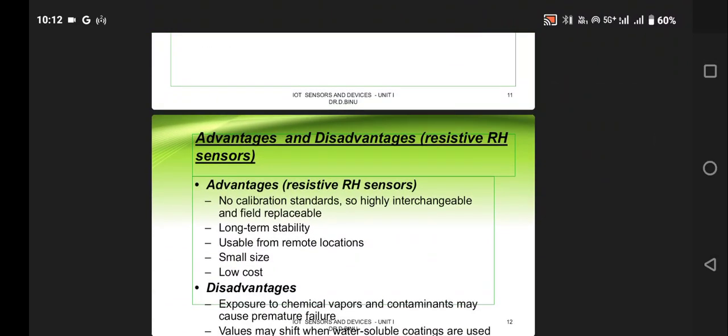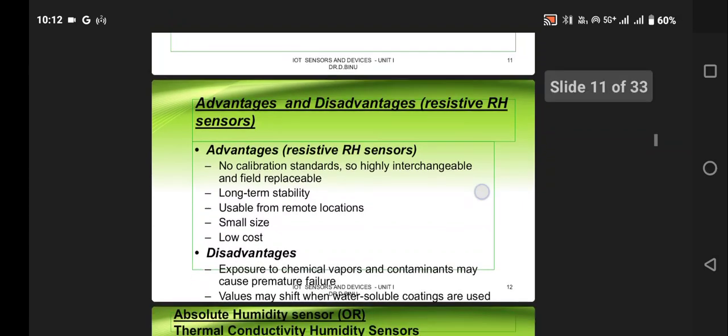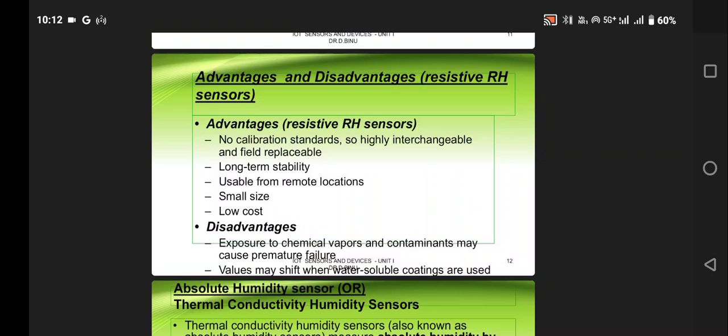Advantages as well as drawbacks of resistive RH sensors. Advantages are no calibration standards, so highly interchangeable and field replaceable, long-term stability, usable from remote locations, small size, and low cost. Drawbacks are that exposure to chemical vapors and contaminants may cause premature failure. Values may shift when water soluble coatings are used.